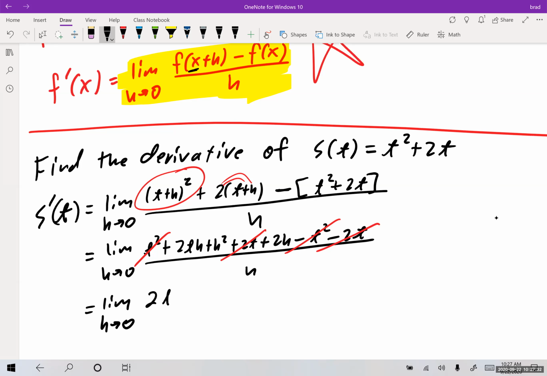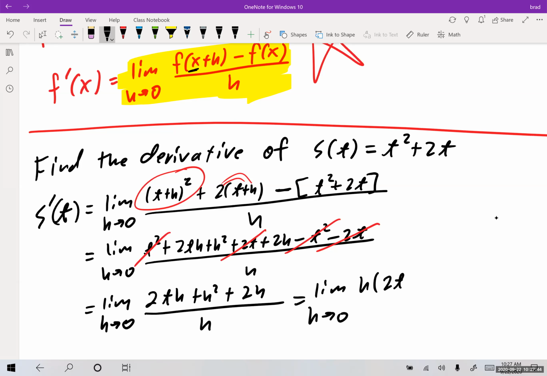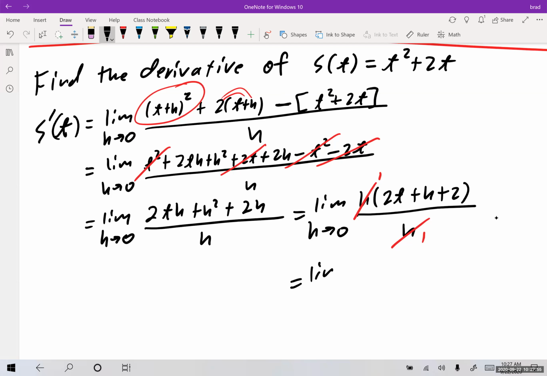So we end up with 2th plus h squared plus 2h all over h. We see they all have an h in common, so I'm going to factor it out. So this becomes h times 2t plus h plus 2 all over h. And that's great because now I can finally cancel my h's, right? So now I end up with the limit as h approaches 0 of 2t plus h plus 2. When I plug in 0, I get 2t plus 2.